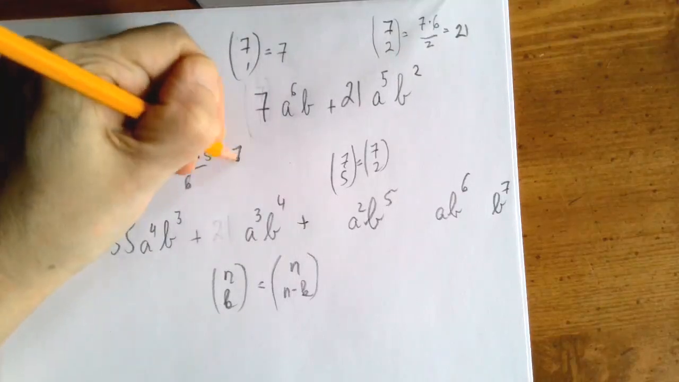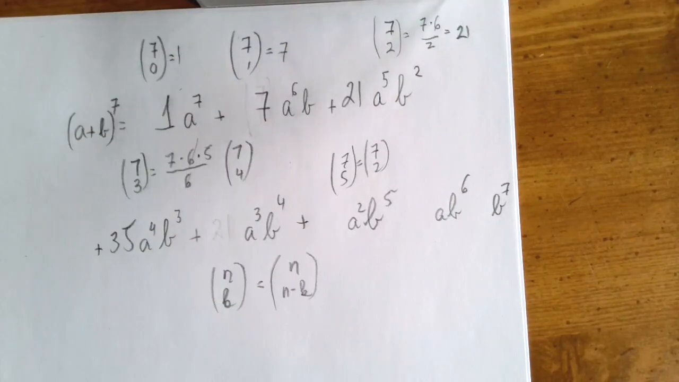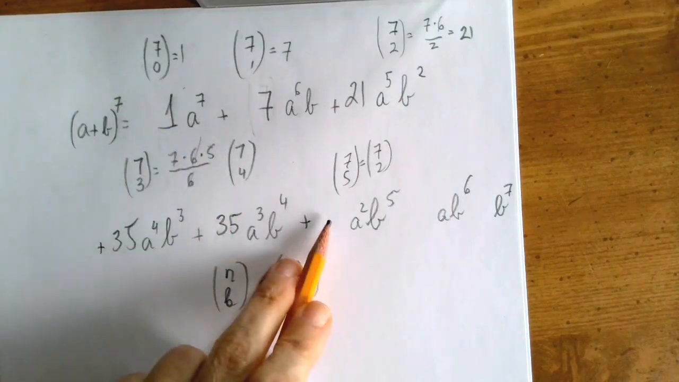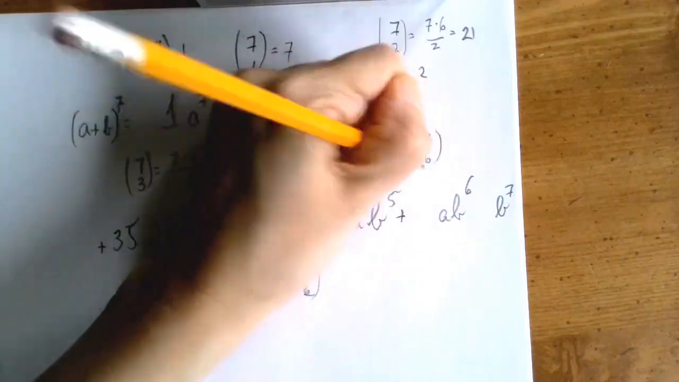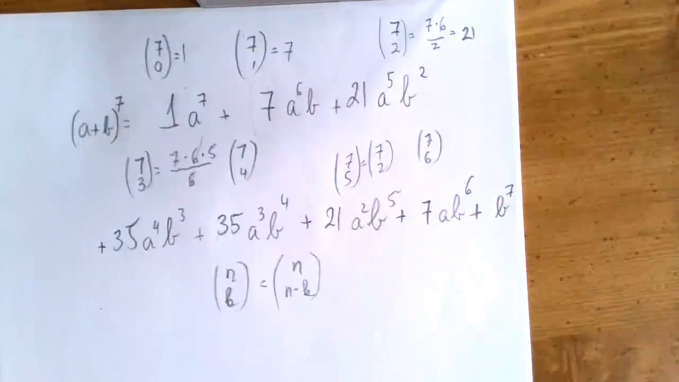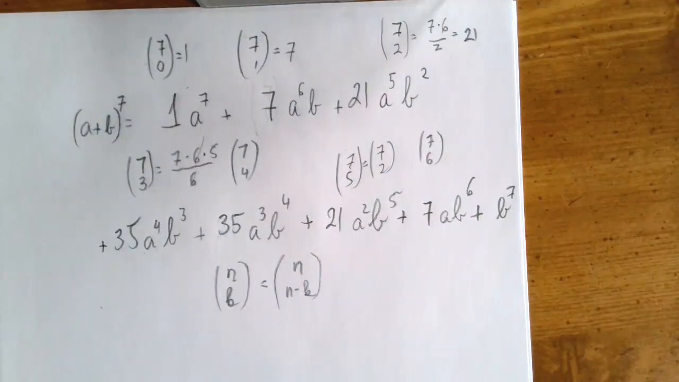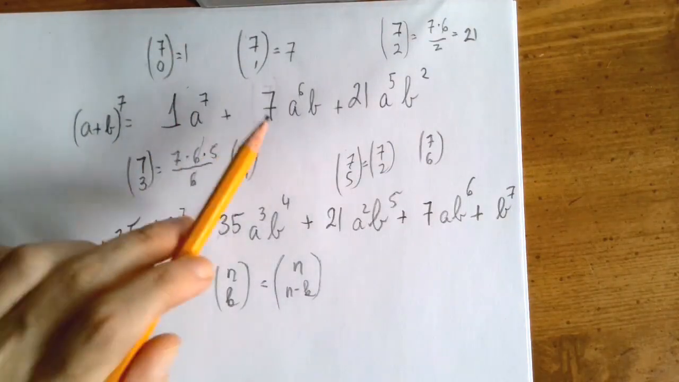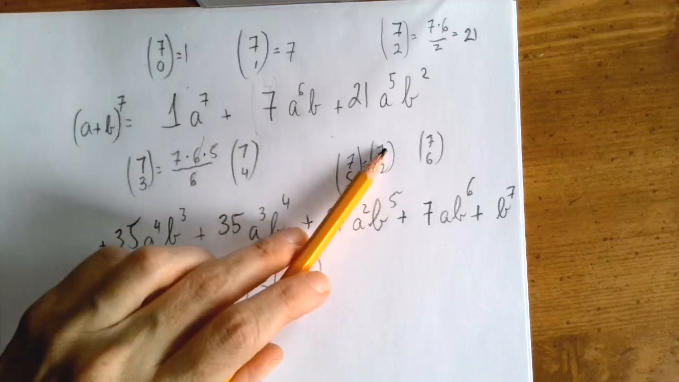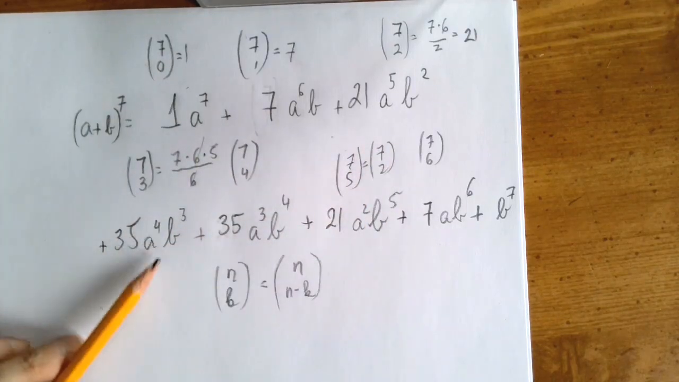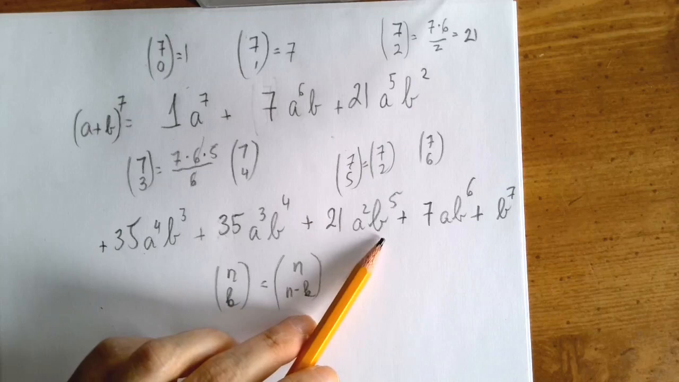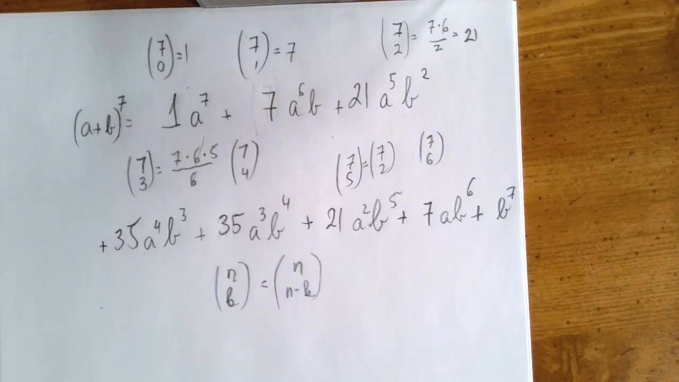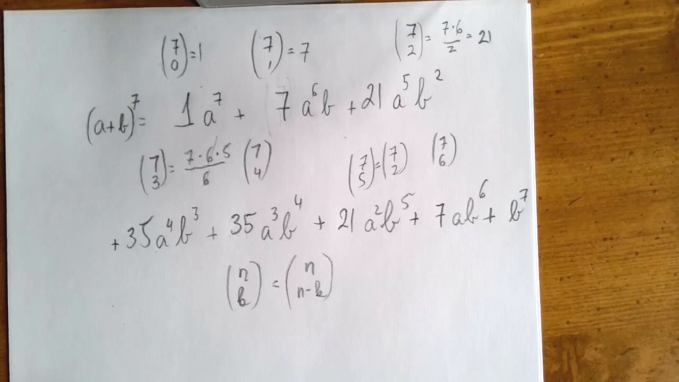So this would be 7 choose 4. That 7 choose 4 is the same as 7 choose 3. And then 7 choose 5 should be the same as 7 choose 2. And 7 choose 6 is the same as 7 choose 1, or 7. So there it is. (a + b)^7 is a^7 plus 7 a^6 b plus 21 a^5 b^2 plus 35 a^4 b^3 plus 35 a^3 b^4, 21 a^2 b^5, 7 a b^6, and 1 b^7. That's it. You don't even have to state the binomial theorem, you just have to apply it correctly.